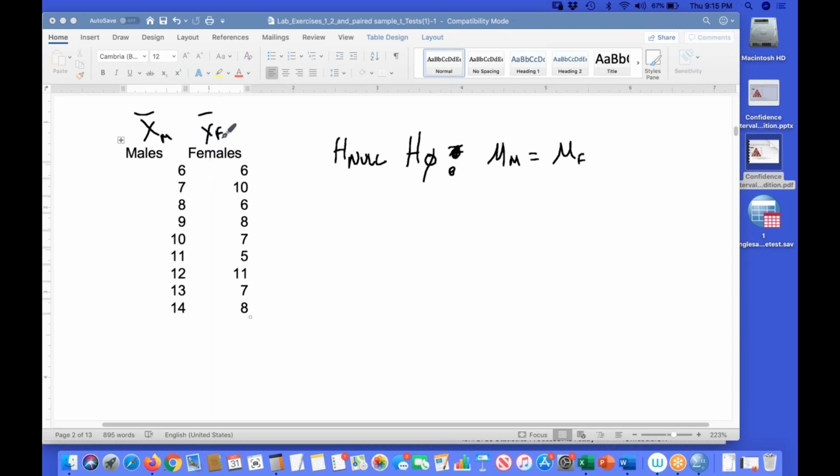If they're different, I want to know if they're different enough for me to say this. I always talk about the population when I look at my hypotheses. And my alternative hypothesis is that the mu for males is not equal to the mu for females. This is called a two-sided hypothesis. Why is it called two-sided? Because we're not prejudging whether the males have a higher average than the females or a lower average than the females. We're just trying to prove that they're different at this stage. Okay? So it's two-sided.